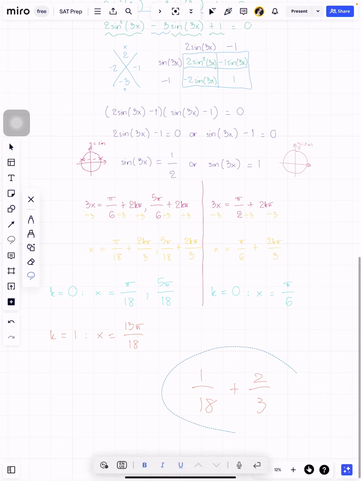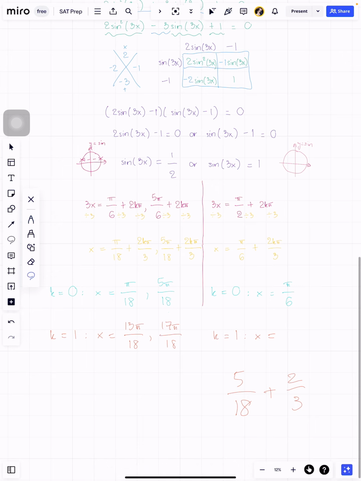Let me clean up this thing. And then if you do the same thing over here, if you plug into this family in here k equals 1, then you're going to get 5 over 18 plus 2 over 3. So 12 plus 5, you're going to get 17 pi over 18. And then on the other side of the problem, if k equals 1, x would be 1 over 6 plus 2 over 3, so 1 plus 4, 5 pi over 6.